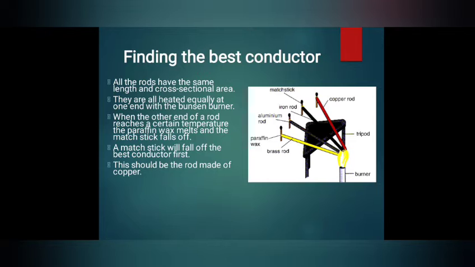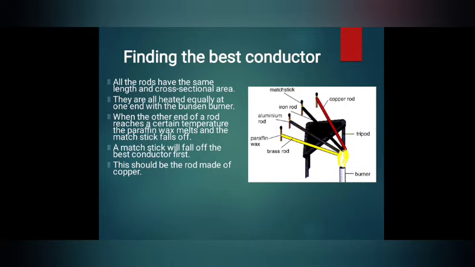Next, they are all heated equally at one end with a Bunsen burner. Then when the other end of a rod reaches a certain temperature, the paraffin wax, as shown in the figure, melts and the matchstick falls off. A matchstick will fall off the best conductor first. So the first matchstick to fall would be the best conductor. And this should be the rod made of copper, because copper is the best conductor among all of them.